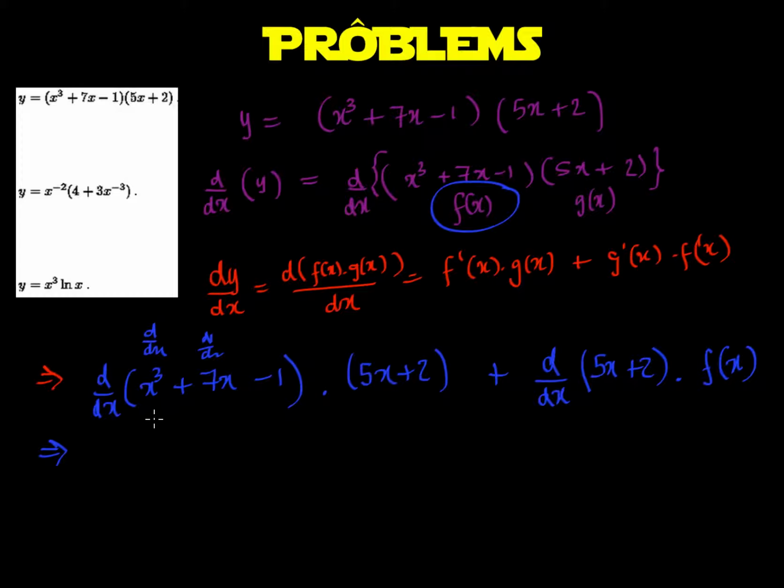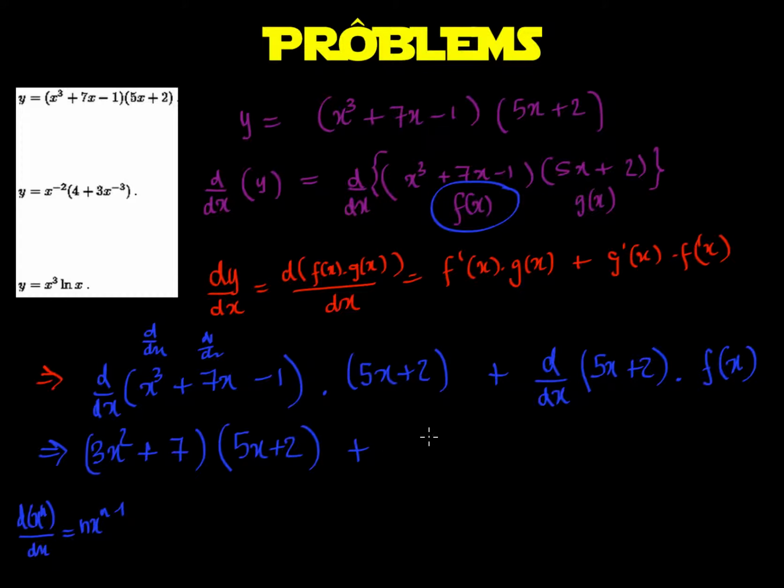Now you know that d of x cubed divided by dx is equal to 3x square. That's from power rule: d of x to the n divided by dx is equal to n x to the n minus 1. So when we do that, we get 3x square plus 7. And because this is minus 1, what do we know? When we take the derivative of a constant, we get 0, because what a derivative wants is change, and there's no change in a constant, so it's 0. And this is times 5x plus 2, plus d by dx of 5x plus 2.